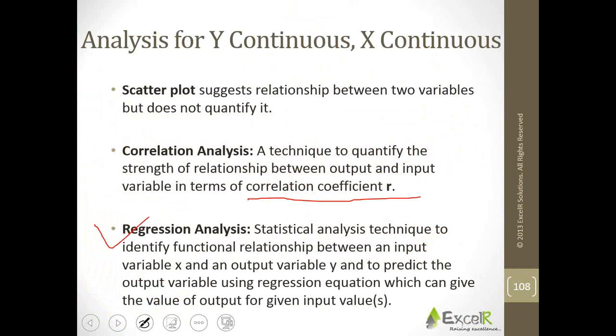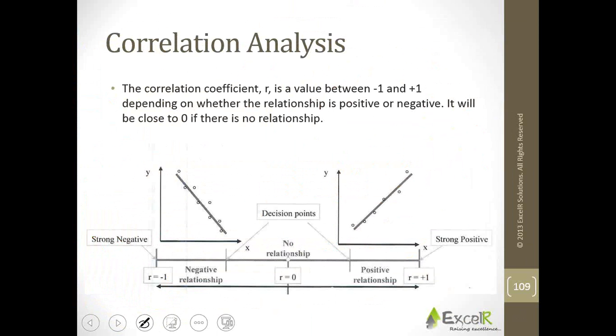Functional relationship means I'll write y, for example, suppose it is my sales. Sales is equal to 45% of advertisement expense plus 55% of another mode of advertisement. So in this way I come up with some function which will help me predict the output variable using a regression equation, which can give the value of output for any given input values. All right. So let us briefly discuss this correlation analysis also.